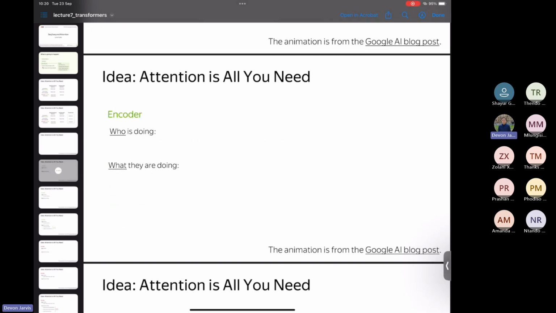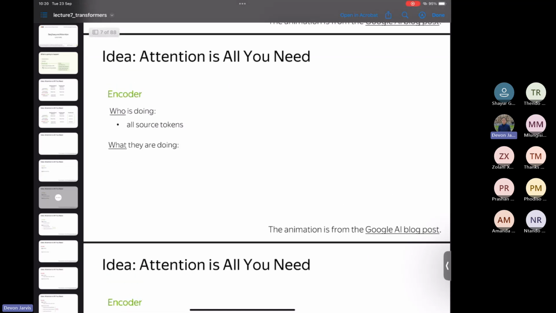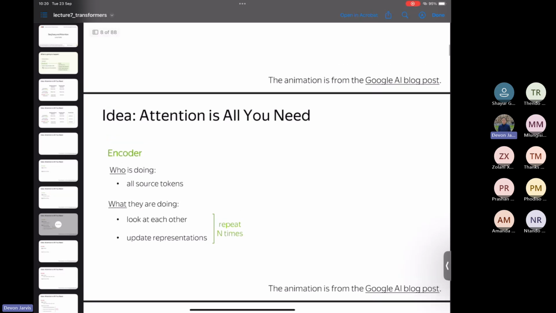Okay. So the idea here is that you can now break down who is doing what. So let's look at the encoder. The encoder is going to look at all source tokens, and what it's going to try and do is update the representations of each of the tokens that it's getting in from the context based on the other words. And this is very much the same idea as word2vec, where you want to disambiguate words based on the other words they're surrounded by, right?